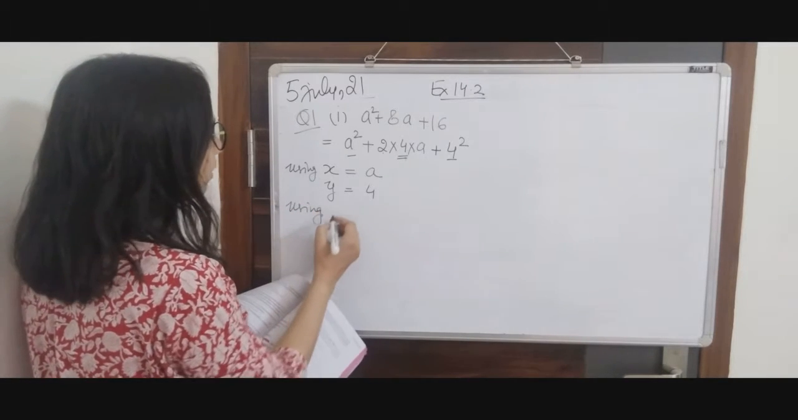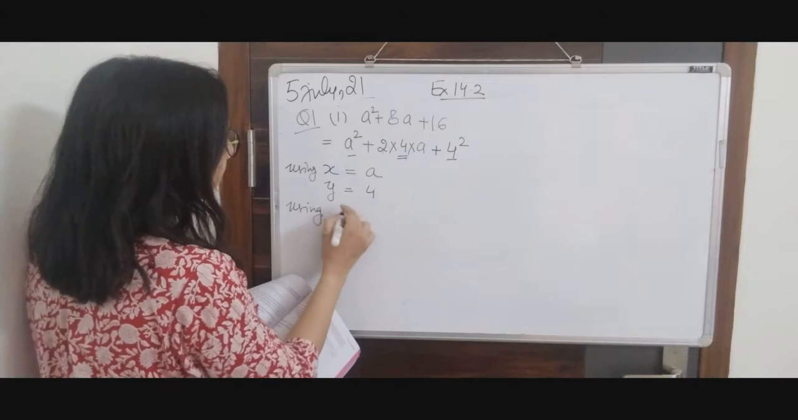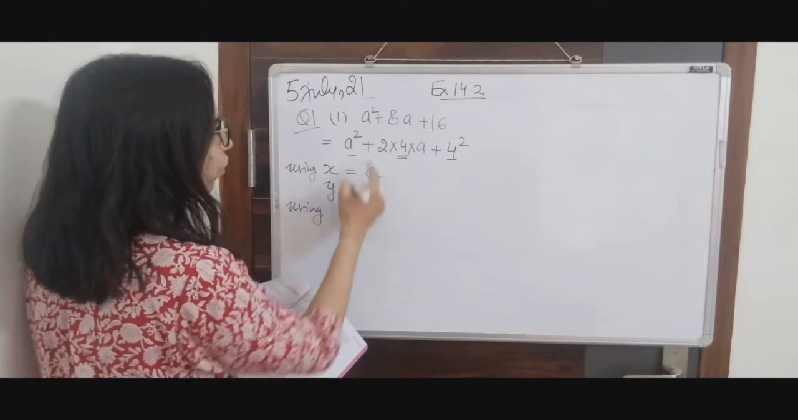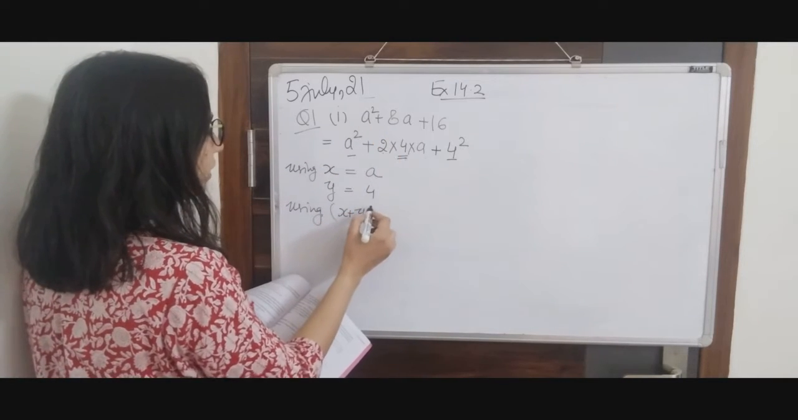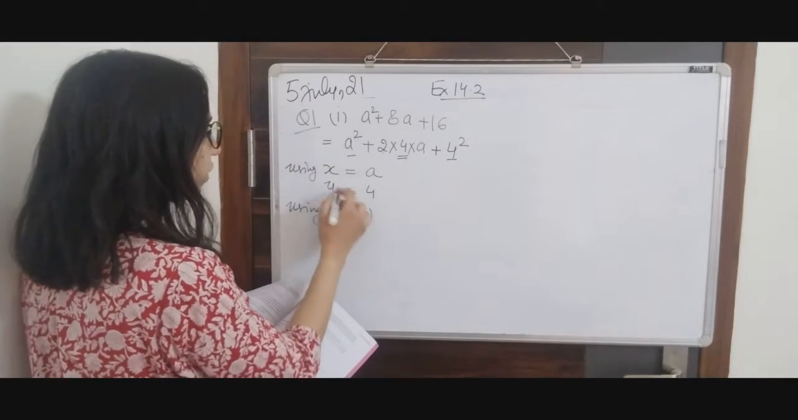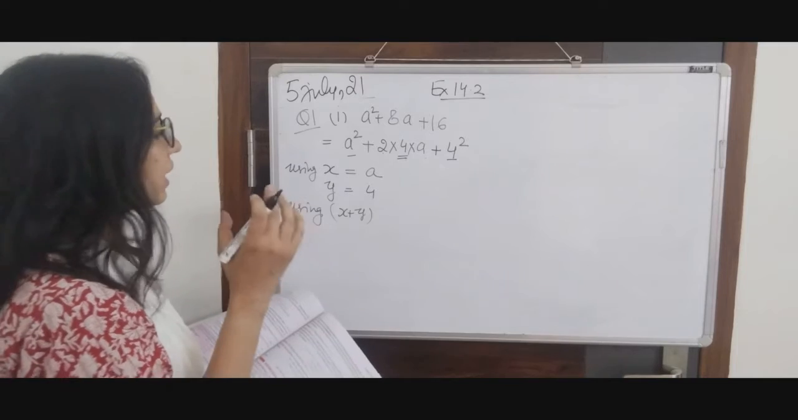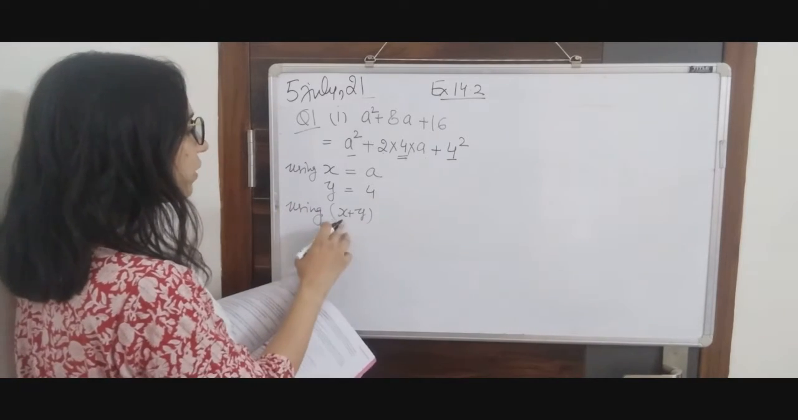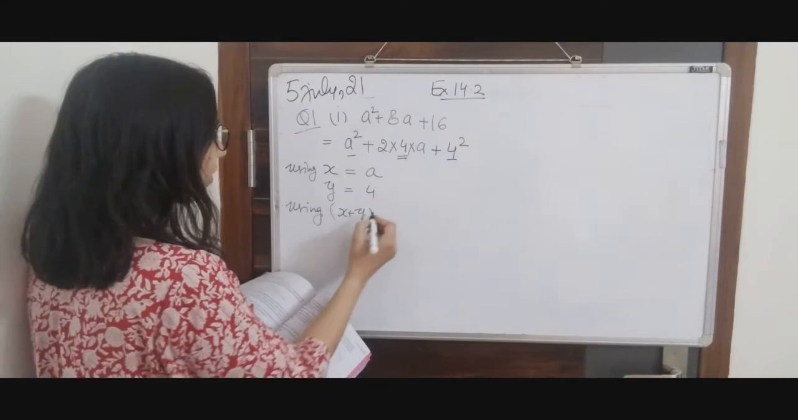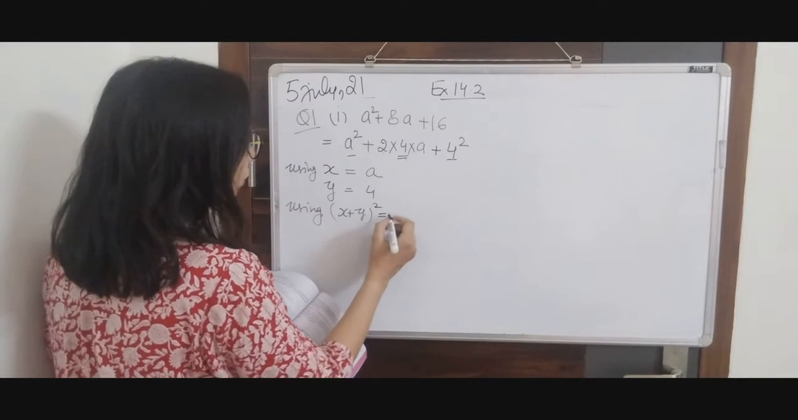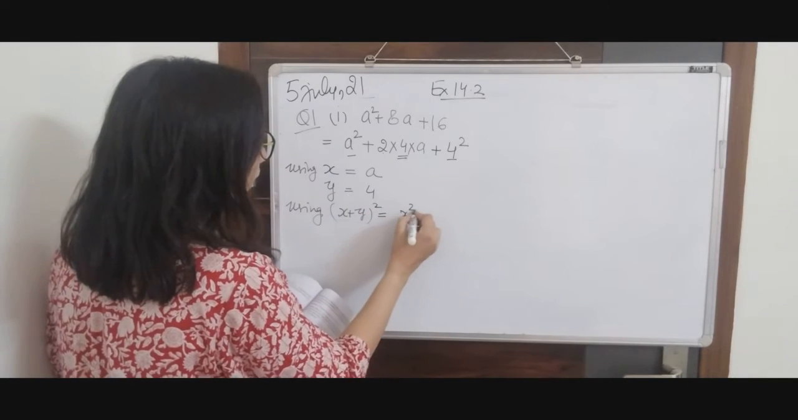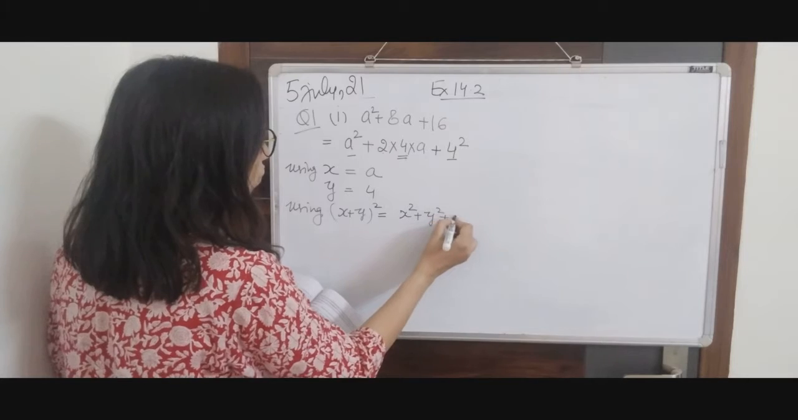So we are using which identity? (x plus y) whole square. Because a is already used in the given expression, we are not expanding our identity in terms of a and b, but instead in terms of x and y. So using (x plus y) whole square is equal to x square plus y square plus 2xy.